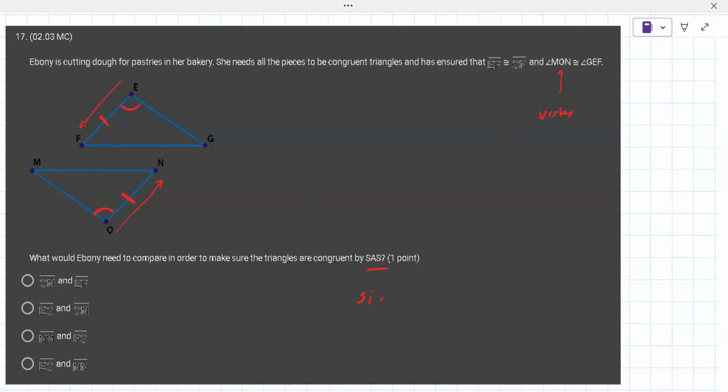Now SAS stands for side, angle, side. That means we need another side. What maybe hasn't been made clear is that the order matters here. It has to be a side, then an angle, then another side. Even though I've created this path here, the other side is this one on the other side of the angle. So it's MO and EG that are the ones of interest.